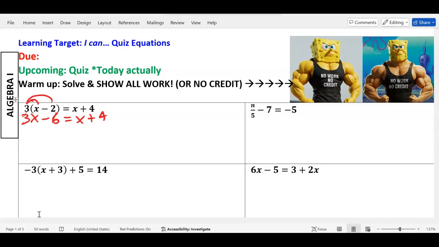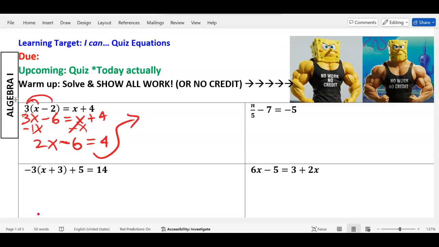You distribute. Then, if you have x on both sides, we said you get rid of the smaller x, which is just x, which is a 1x. To get rid of a positive term, we subtract it. So it's minus 1x. Three minus 1 is 2x. Bring down minus 6 equals, and then that positive 4.